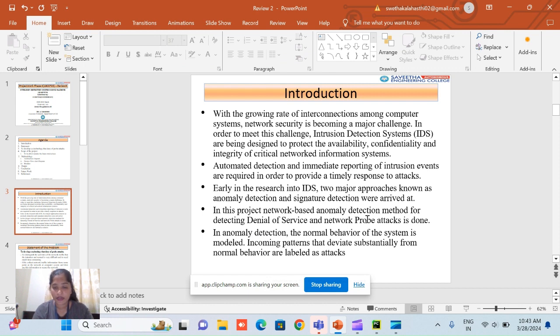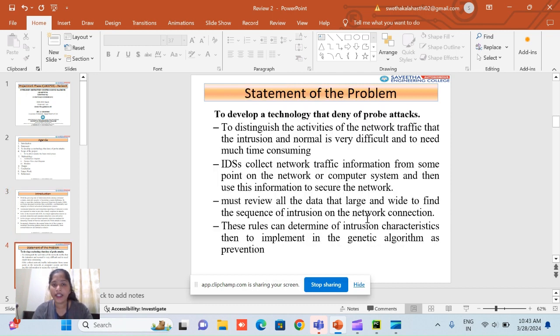In anomaly detection, the normal behavior of the system is modeled. Incoming patterns that deviate substantially from the normal behavior are labeled as attacks. And now, in the next slide, we come to the statement of the problem.